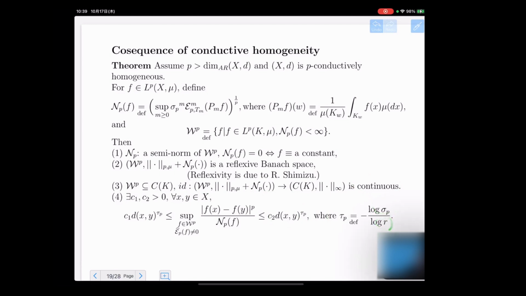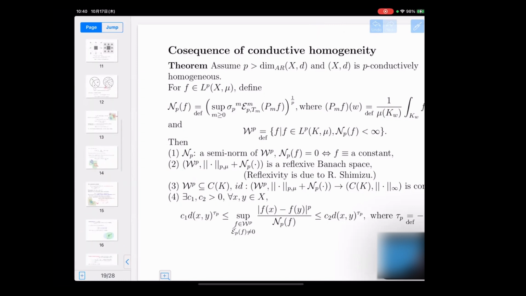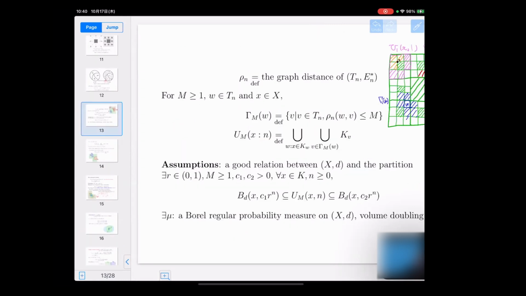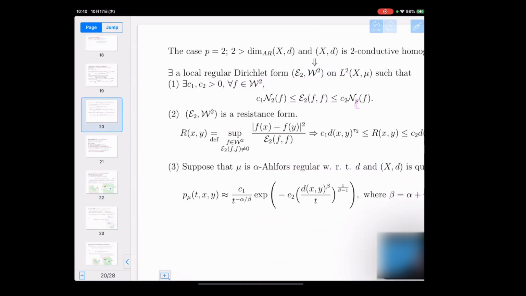And what was R? Where is it? I suppose here. Oh, here. So here is the assumption that this neighborhood is a neighborhood with radius R to the n. So this is the contraction ratio of the space.